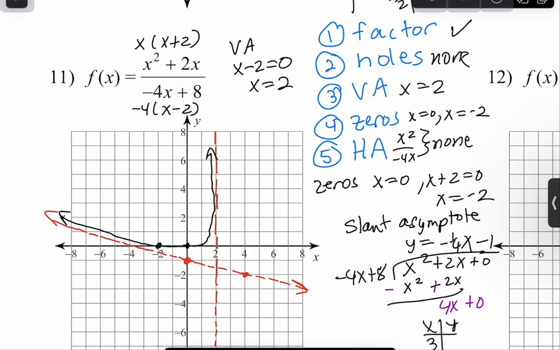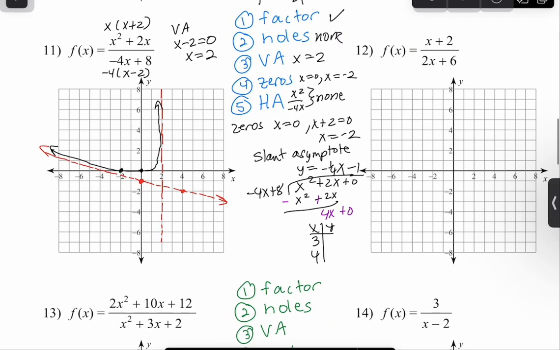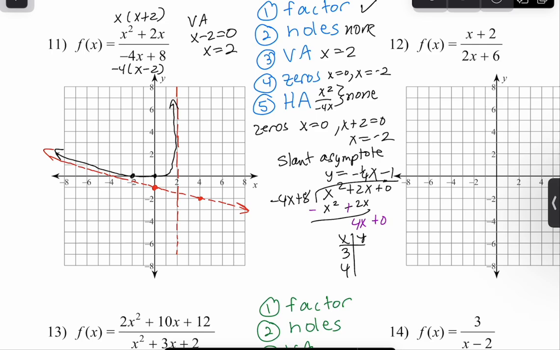So let's plug in 3 and 4 to our function. If you plug 3 into our function, on top, we get 9 plus 6 or 15. And on the bottom, we get negative 12 plus 8, which is negative 4. 15 divided by negative 4 is negative 3.75. So remember how I said that it should be in this little section, and it is.